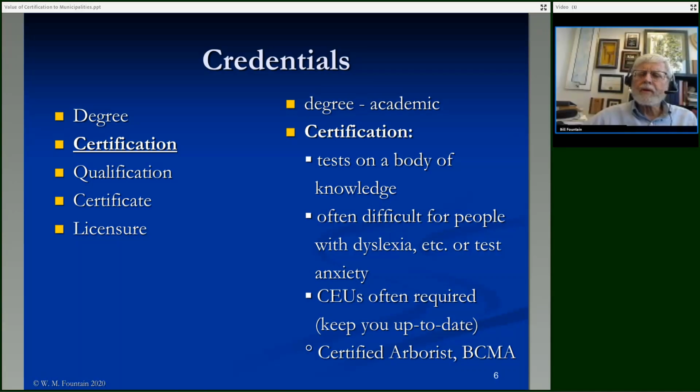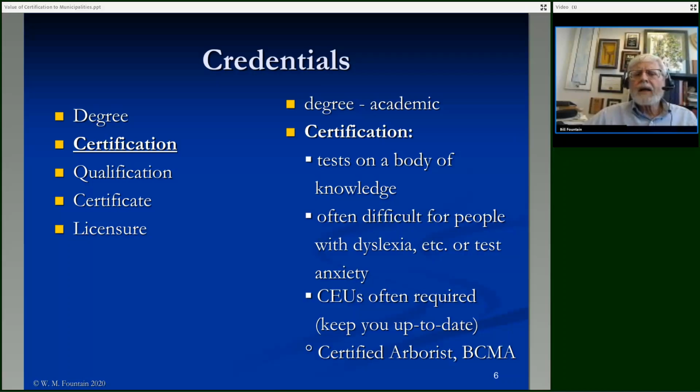I liken a certification to being very much like a final exam. It tests on a body of knowledge. So a good final exam question will take information A that was presented by the instructor and information B that was presented by the instructor and pull those together and actually get the student to come up with an example or an answer that would be relevant to pulling these two bits of knowledge together. In other words, to be able to think.